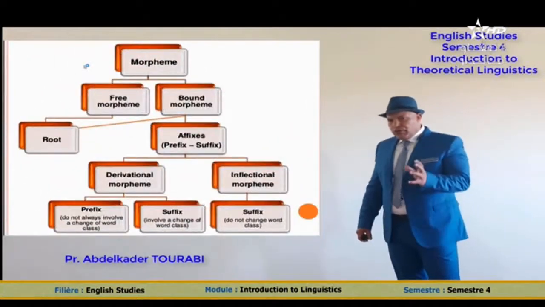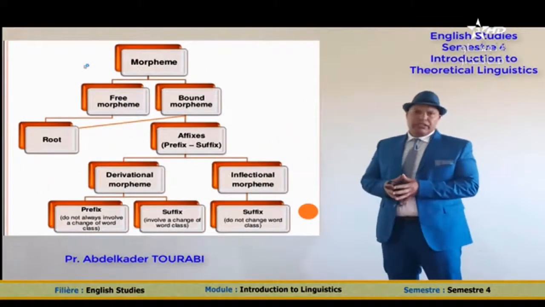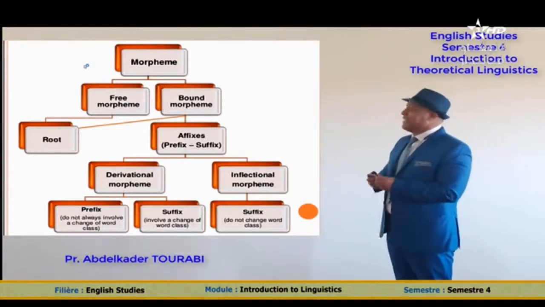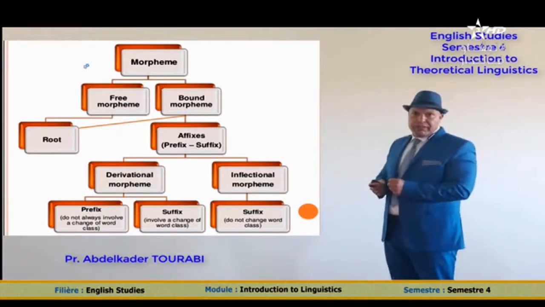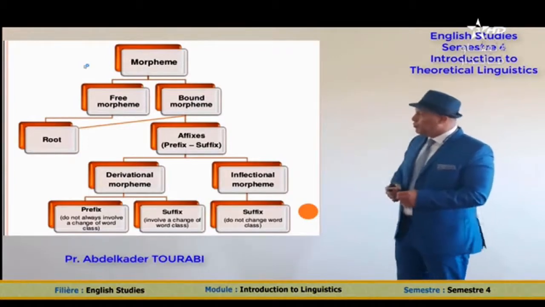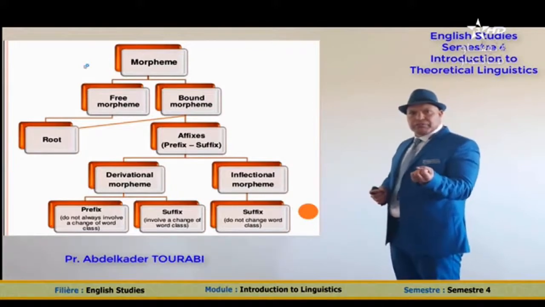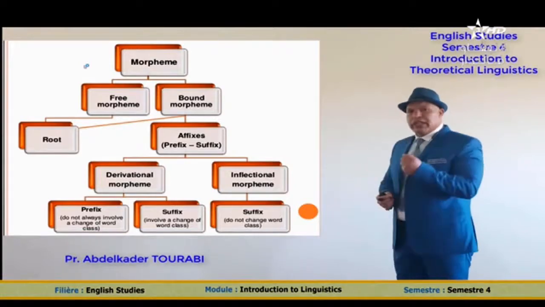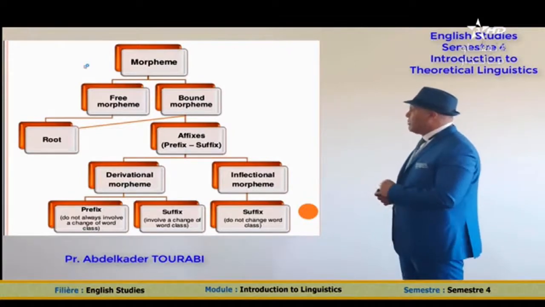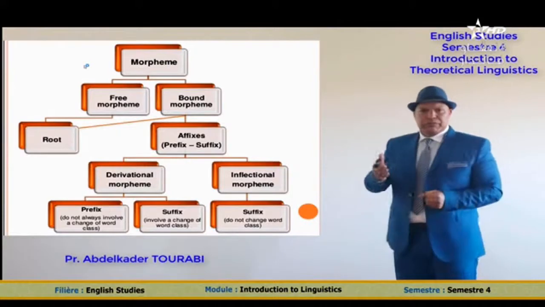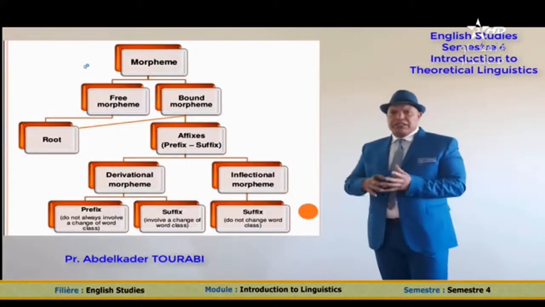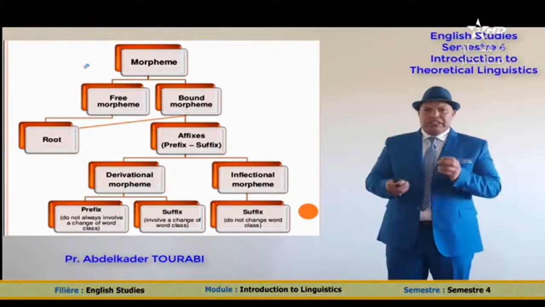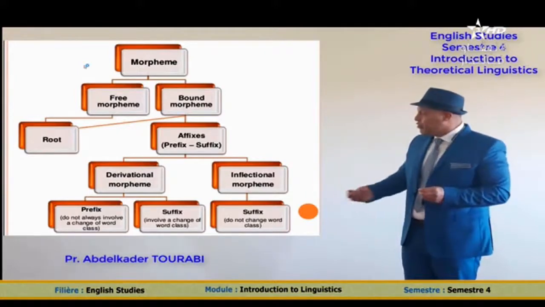If we look at this chart, it summarizes all that we have dealt with in morphology. So what is a morpheme? A morpheme is the minimal meaningful or grammatical unit that cannot be divided further. Morphemes can be free morphemes that can stand by themselves, and bound morphemes that cannot stand by themselves. Then we have the root. The root can be free or can be bound. From the bound morphemes, we get affixes. Affixes can be prefixes and suffixes. Then those affixes can be derivational morphemes or inflectional morphemes.